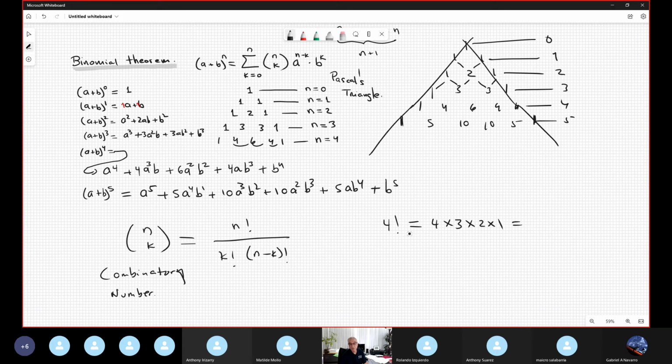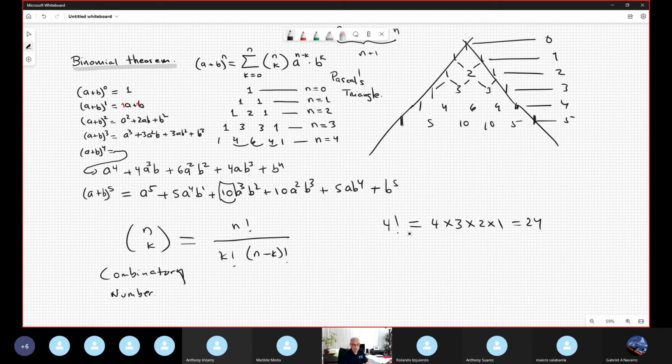It's 12, 24. It's a multiplication. When you talk about factorial, it's the multiplication of the number and all the numbers less than it. This is factorial. Suppose the combinatory number in this equation. Suppose I want to find this 10.